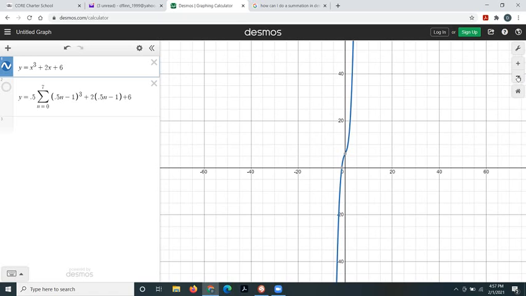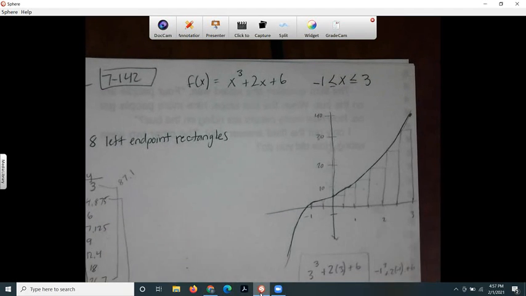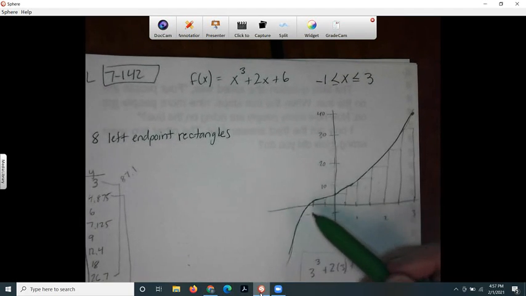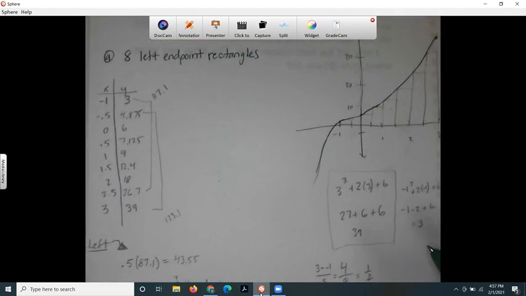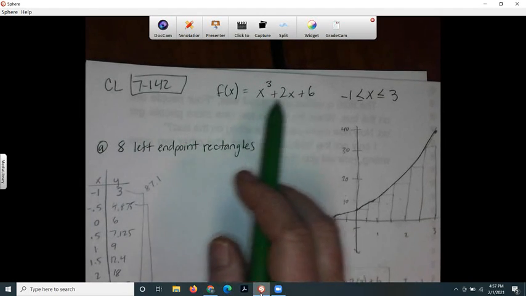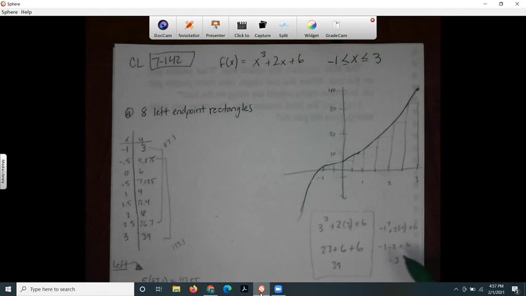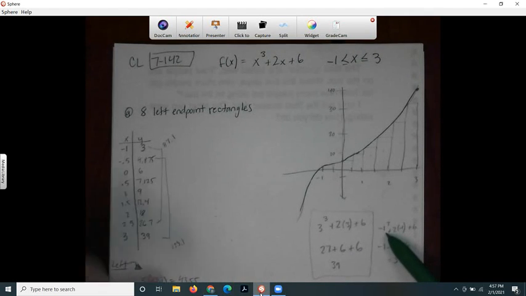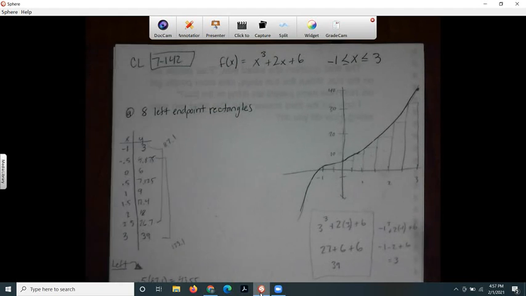So let's go back to the picture. That's why I drew the picture. Basically, I plug negative 1 into the function, which is this cubic: negative 1 cubed plus 2 times negative 1 plus 6. And that gives me 3.